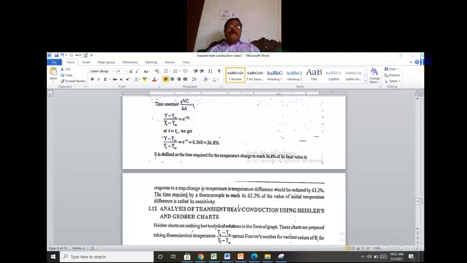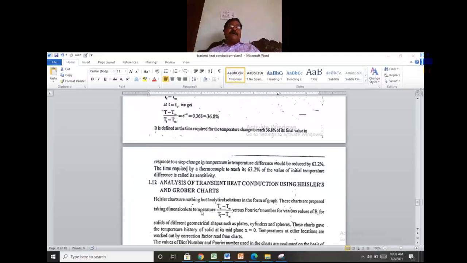Okay. Initial transient heat conduction using the Heisler and Grober charts. As I said, for the analysis of transient heat conduction, there are two methods. One is the lumped system analysis. Another one is by using the charts, that is, the transient heat conduction charts or Heisler charts. Some of the data after conducting the experiments is expressed in terms of graphs. By using those graphs or charts, we can solve some of the problems. Heisler charts are nothing but the analytical solution in the form of a graph.